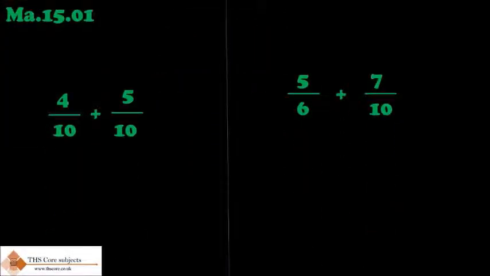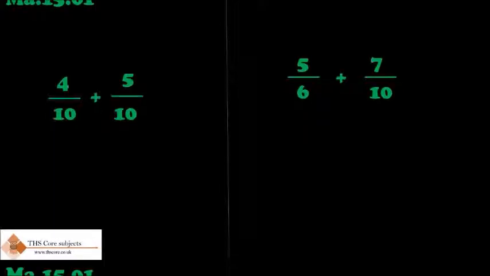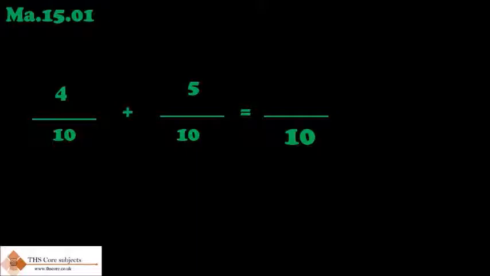Let's start with addition. In the sum on the left, both denominators are the same. As both denominators are the same, we don't need to convert any numbers. All you have to do in this case is add the 2 numerators, giving us the fraction 9 over 10.